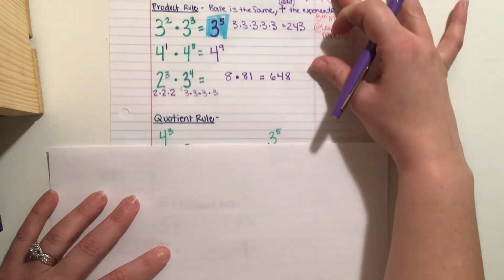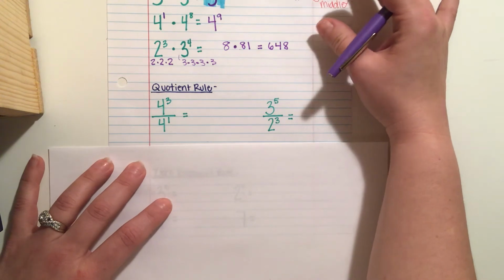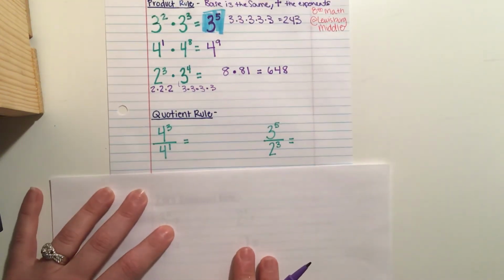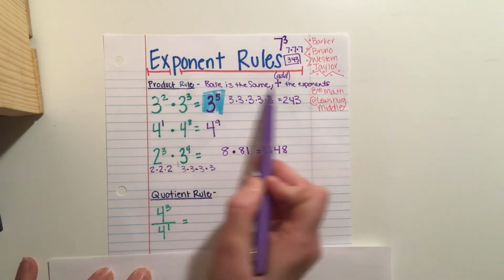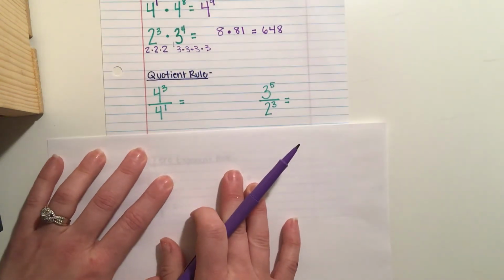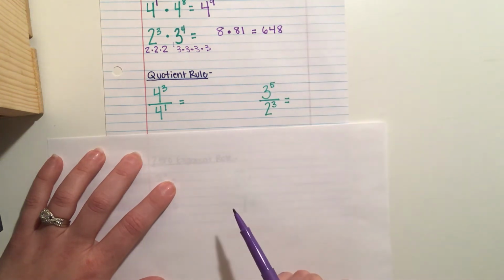Okay, let's move on to the quotient rule. What does the word quotient mean? Quotient means the answer to a division problem. Okay, so we learned about the product rule, multiplication problem. We add the exponents. All right, so what is just the opposite of multiplication is division.